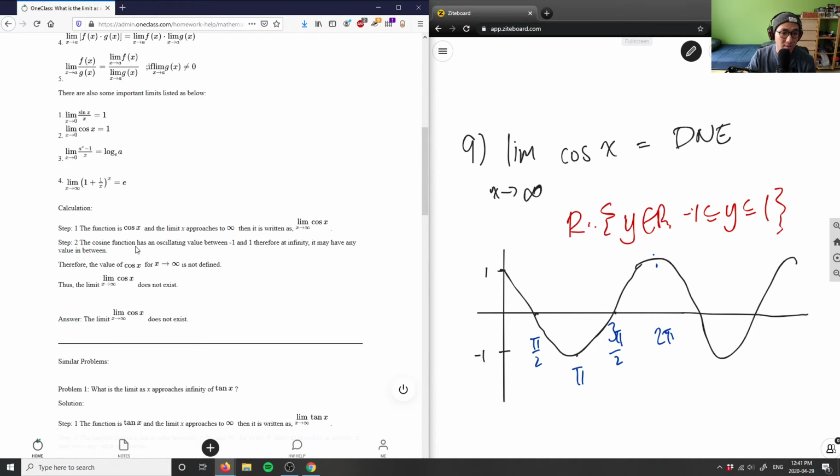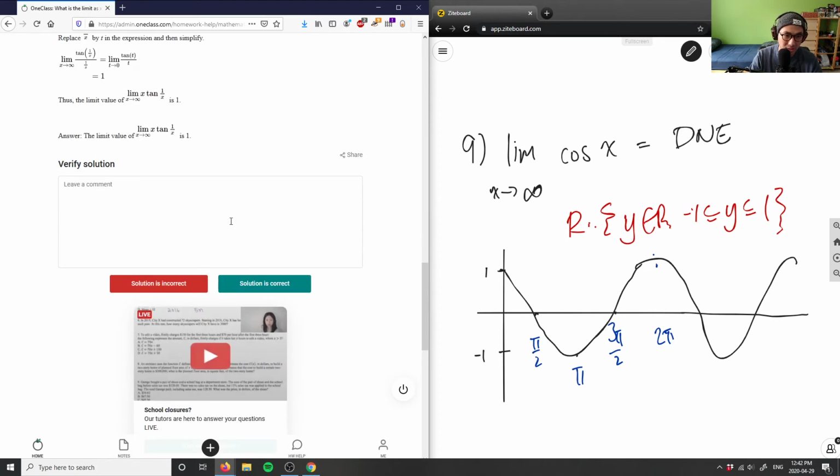This is correct. Yes, the cosine function has an oscillating value between -1 and 1. Therefore, at infinity, it can have any value in between, so we do not know. It does not converge to a specific value. We know the range of the value, anywhere from 1 to -1, but there's no exact specific value at which the limit is defined. So again, the limit as x approaches infinity of cos x does not exist. This solution is correct. Good analysis here.